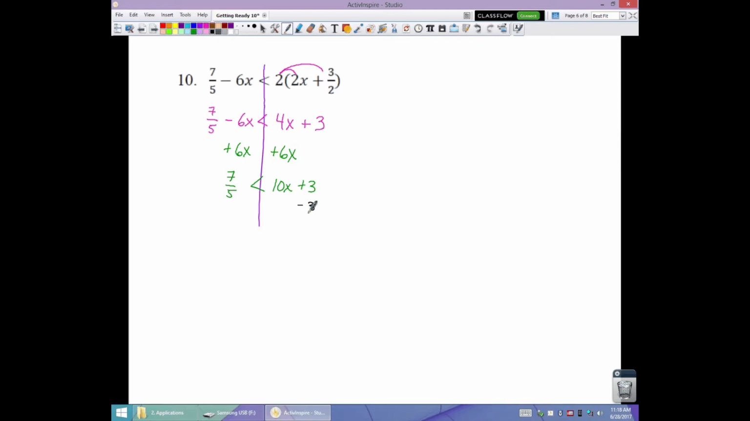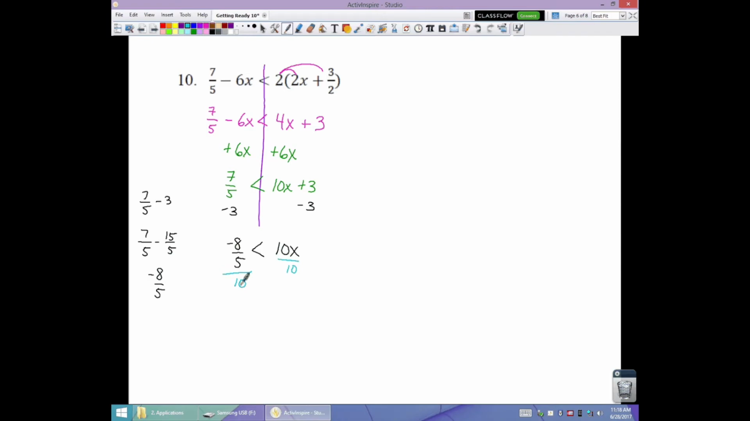Subtract 3 on both sides. Now, 7/5 minus 3. I need common denominators, so that's 7/5 minus 15/5. So our fraction here is negative 8/5. So negative 8/5 is less than 10x. And last step, divide both sides by 10.